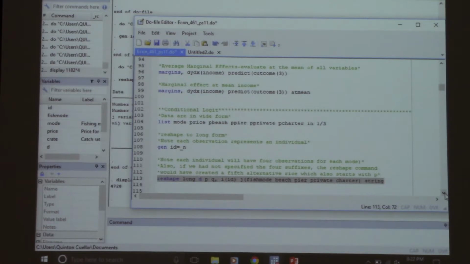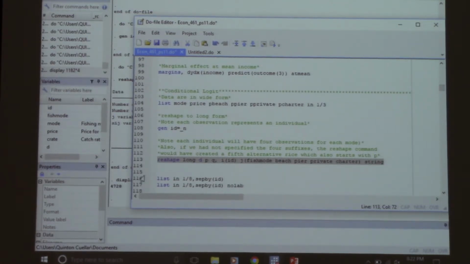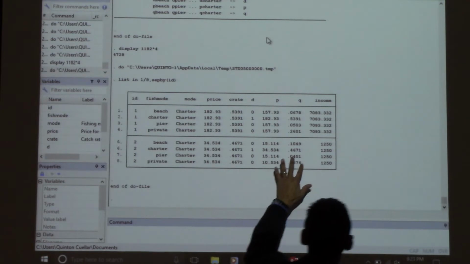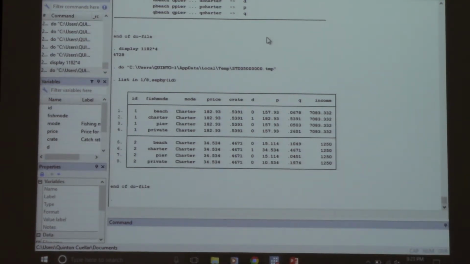All right. Now we can look at the data again. Notice for ID 1, we got 4 observations. The number of observations for each ID is the same as the number of alternatives. We have 4 alternatives, hence we have 4 observations for each ID. And you can see that the alternative specific variables differ.